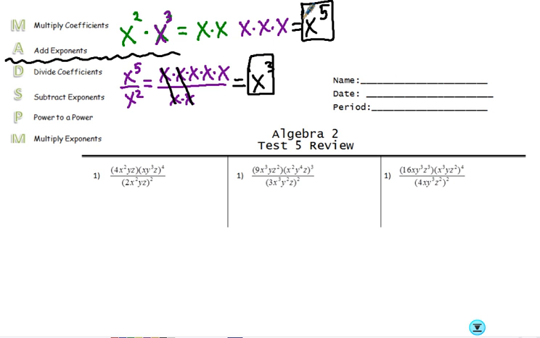So what I do is I then look at the relationship. What's happening here? 5 and 2, then the answer was 3. Oh, okay, so what it looks like is happening there is that when I divide, I'm going to subtract the exponent. So that's the shortcut for that one. So that's the D and S part of it.